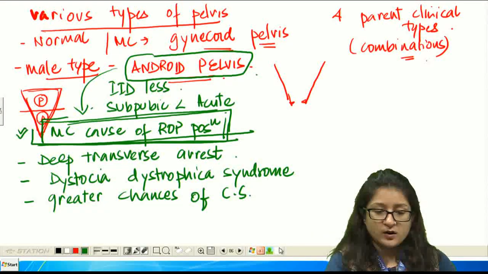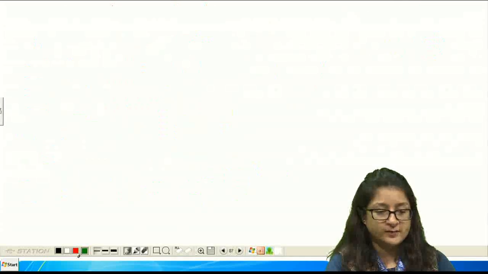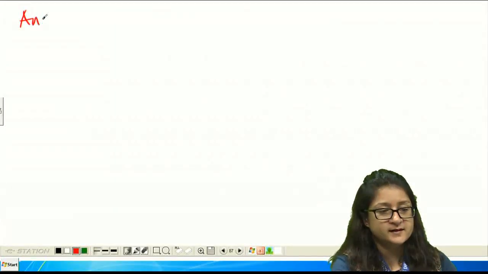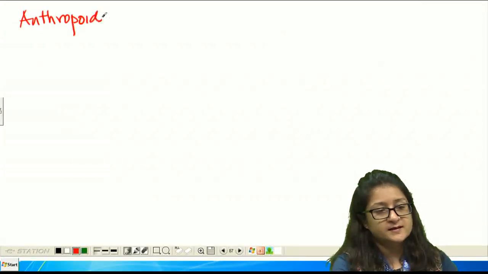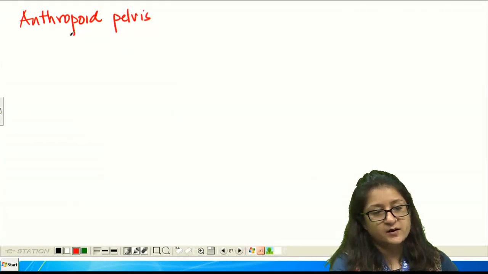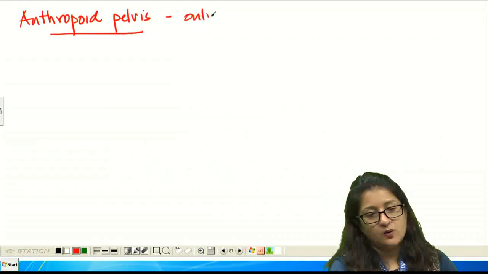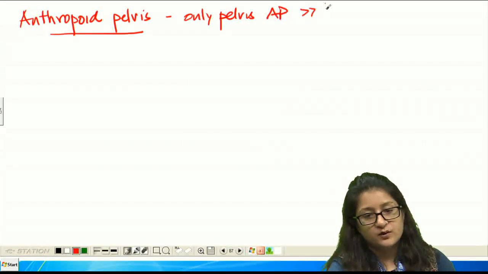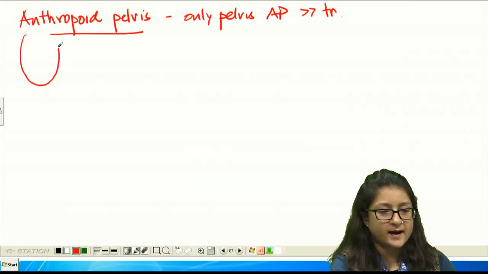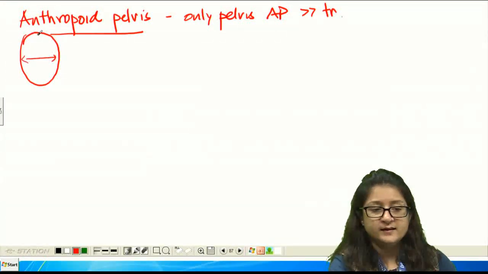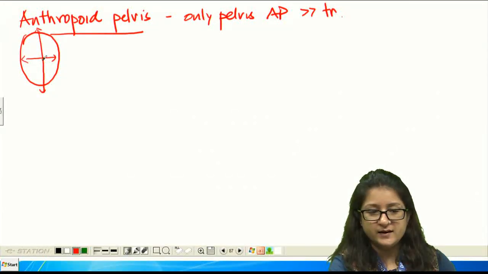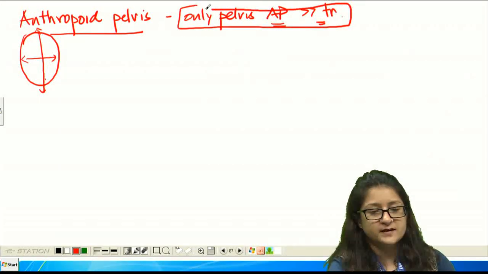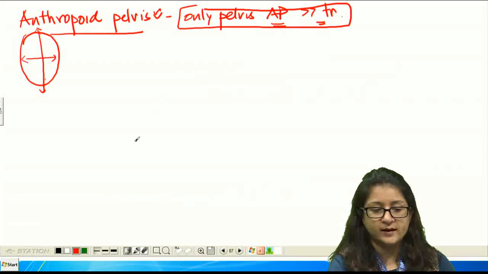Next important pelvis is the anthropoid pelvis. Now this anthropoid pelvis is the only pelvis in which the AP diameter is more than the transverse diameter. That means that it is anteroposteriorly oval. This AP diameter is more than the transverse diameter. This is the only pelvis in which such a situation exists. Very, very important point, anthropoid pelvis.